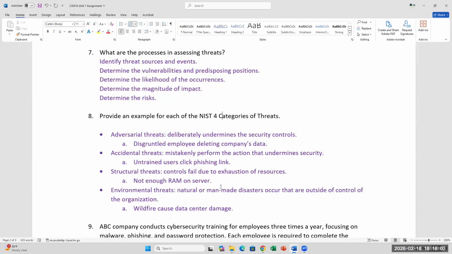An example I put here is a disgruntled employee deleting company's data. They would purposely go and find ways to navigate to the data and delete it, right? Or another example would be the attacker looking at your security control and undermining it so they can achieve their goal.